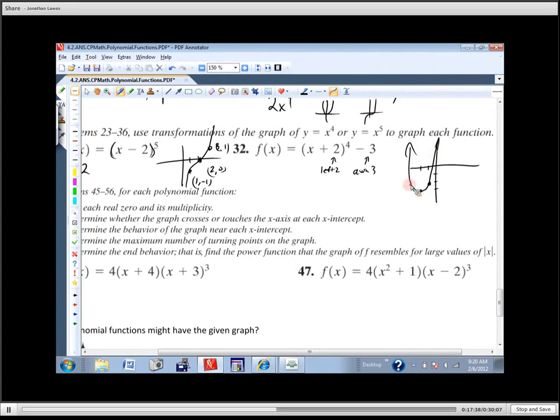We should be able to label at least one point on either side, because if we call this the vertex right here, we'd go over 1 and up 1 to the fourth. Well, that's just 1, whether we go to the right or the left. So if this is -2, -3, that point right there would be -1, -2, and this one would be -3, -2. Okay? And that's a decent enough graph. Okay? Any questions?